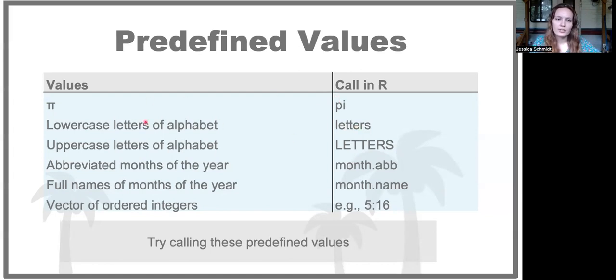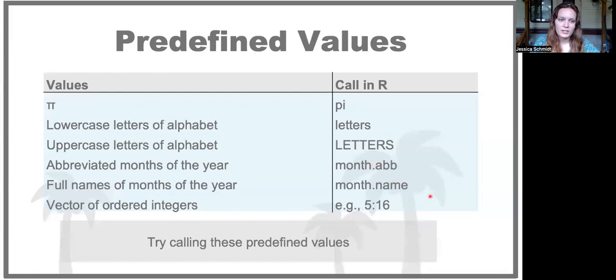R also knows the lowercase letters of the alphabet. If you just type letters, R will return a whole vector of the lowercase letters of the alphabet. And same with uppercase letters is the uppercase letters of the alphabet in a list, in a vector. Month.abb gives a vector of the abbreviated months of the year, Jan, Feb, Mar, etc. And month.name gives the full names of the month of the year in a list, January, February, March. So you can see how those would be really handy just to have them already in so you don't have to manually type out all the months of the year each time you need it.